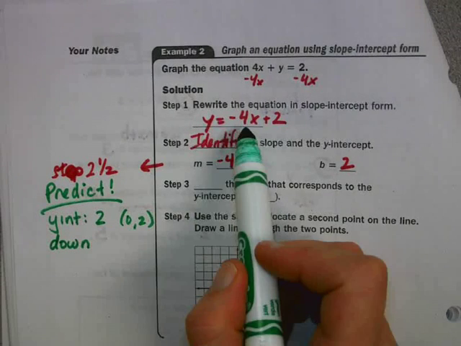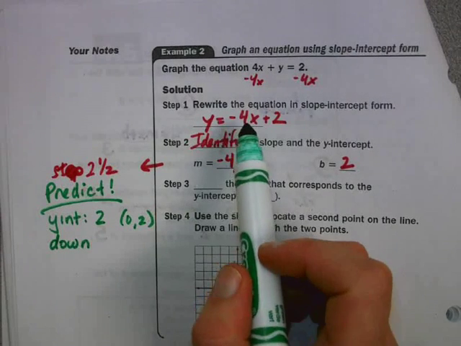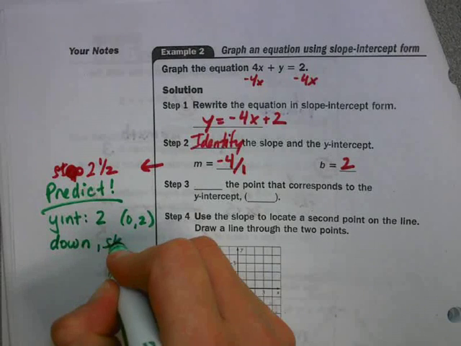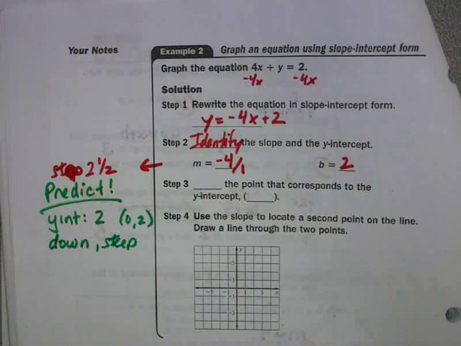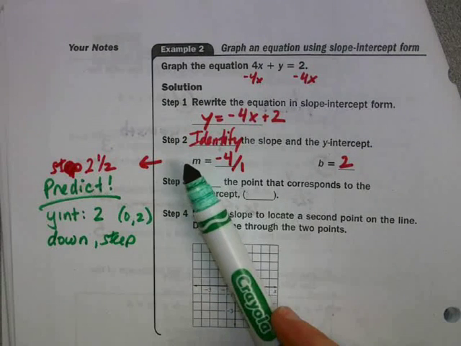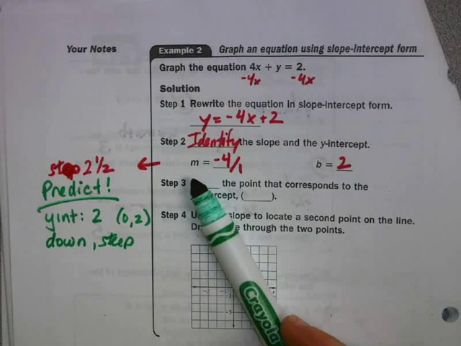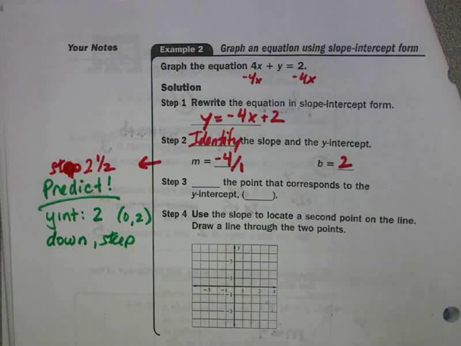Is it going to be steep or not steep? It's going to be steep because the absolute value of -4 is 4, which is much bigger than 1. So this guy is going to look something like this, I think. This is my prediction. So let's go through now and do it and see if we're right on our prediction.